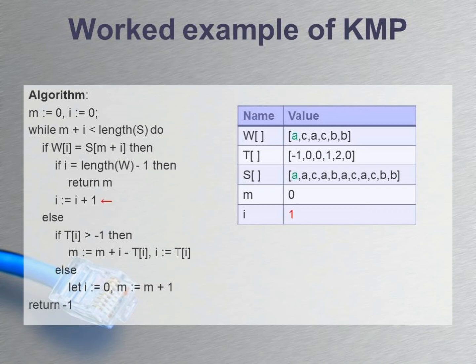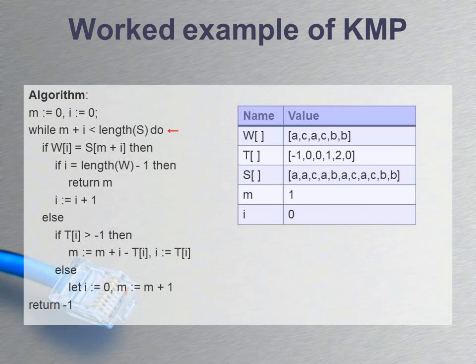We find that the first condition is met because the first characters of W and S match, and the second condition is not met because we haven't found the whole string yet. So all we do is increment i. We check that the while condition still holds, and proceed to find that we don't have a match this time. So we execute the else statement, where we use a partial match table to determine the values of m and i.